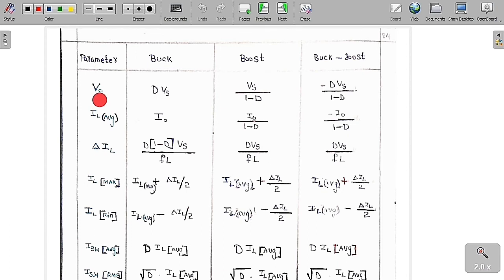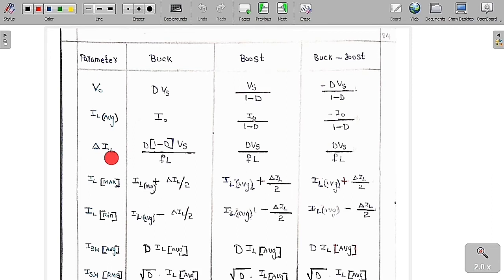The average value of the output voltage is dVs in the buck converter, Vs by 1 minus d in the boost converter, whereas in the buck boost converter it is minus dVs by 1 minus d. IL average is equal to I0 in the buck converter, I0 by 1 minus d in the boost converter, and minus I0 by 1 minus d in the buck boost converter.